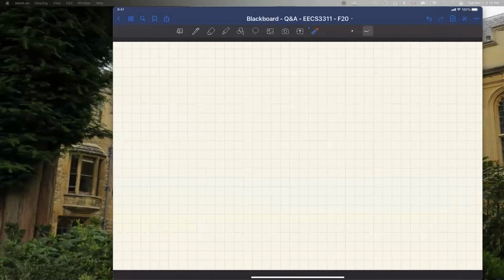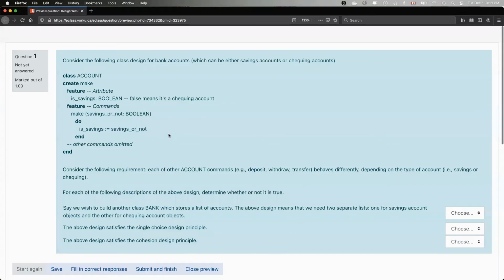Can you tell me what the question was about? It was about if it satisfies cohesion and design, single choice. Okay, it's quiz number 6, you're sure, right? Yes. Okay, quiz number 6. Could be this one here. Is it this one? Yes. Okay, let's take a look.